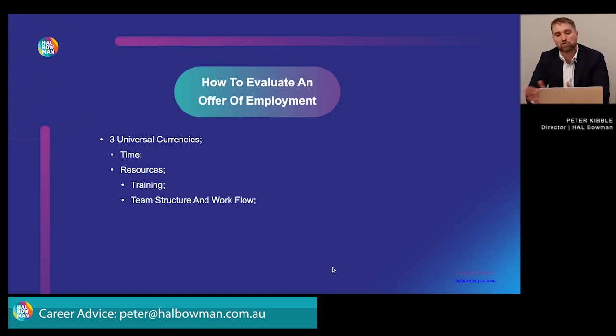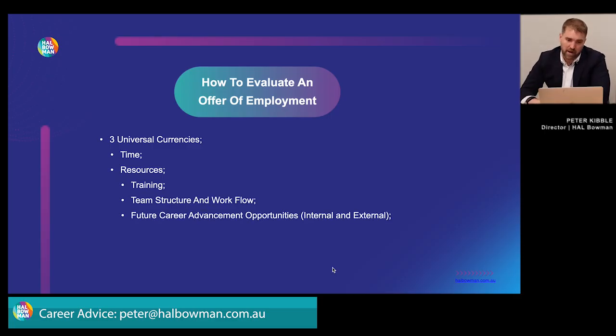So the team structure and workflow can have a huge impact on your ability to perform your role, but also to accelerate your career. Future career advancement opportunities, internal and external.